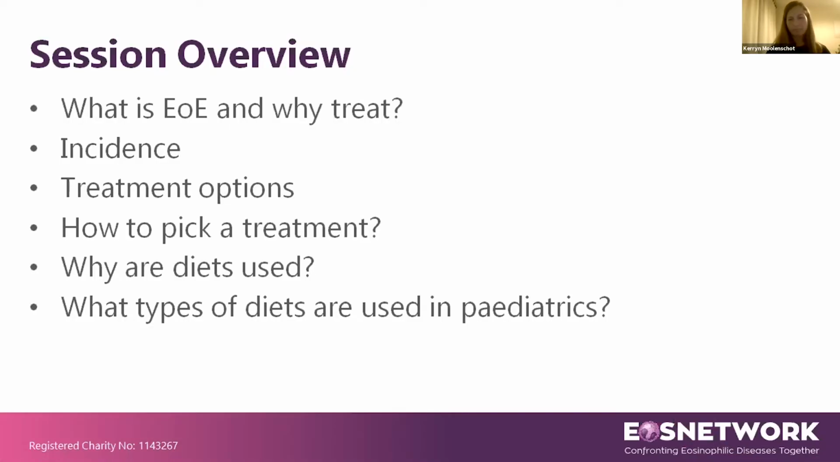So just a session overview. I'll be talking about definitions of EoE, just as a recap, I'm sure most people here know what EoE is. I'll also be talking about the incidence of EoE throughout the world. There's quite a few people, I believe, from around the globe here tonight. Treatment options for EoE, which may differ in different places, but I'll focus mainly on what I know around my practice in the UK. And how to pick a treatment, why diets are used in EoE, and what types of diets are used in our paediatric patients.